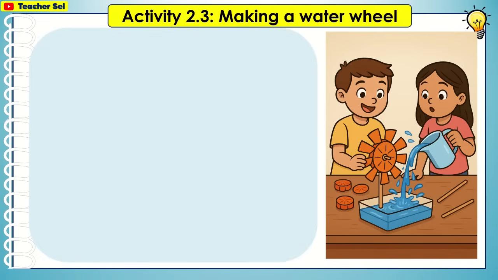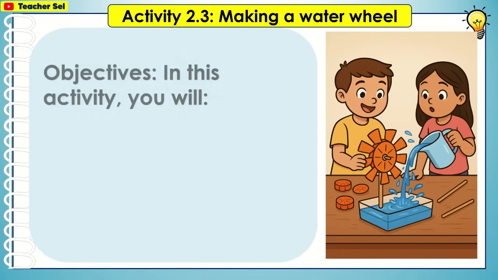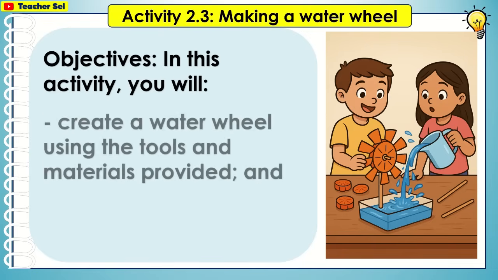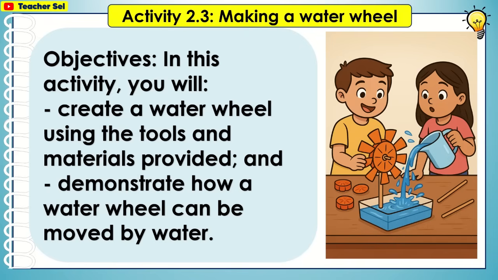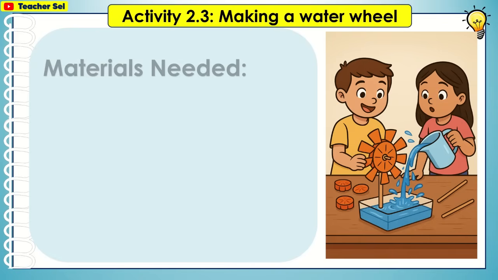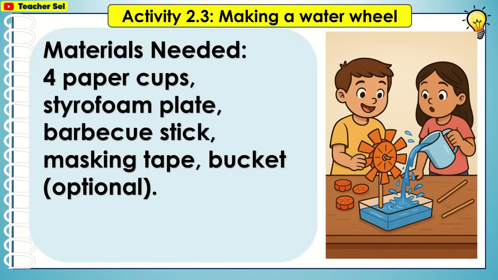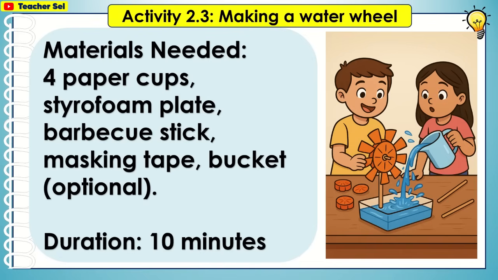Activity 2.3, Making a water wheel. Objectives in this activity: you will create a water wheel using the tools and materials provided, and demonstrate how a water wheel can be moved by water. Materials needed: 4 paper cups, styrofoam plate, barbecue stick, masking tape, bucket. Duration is 10 minutes.